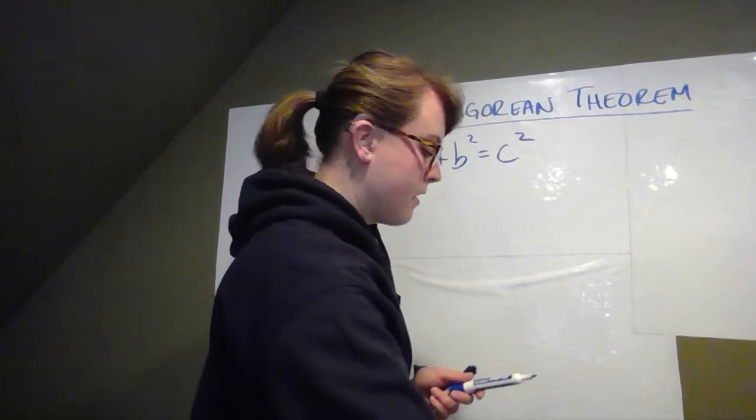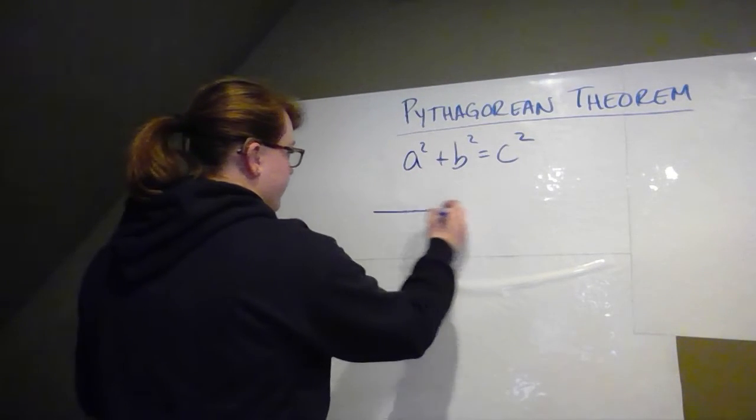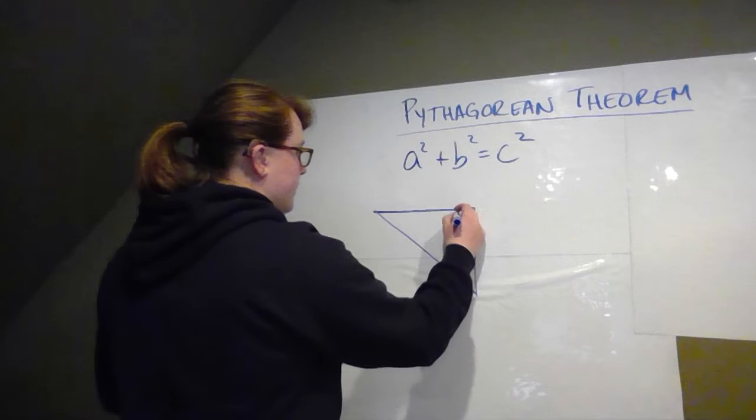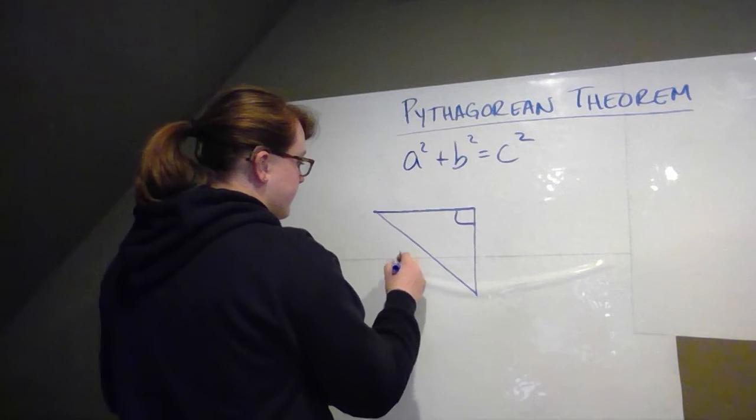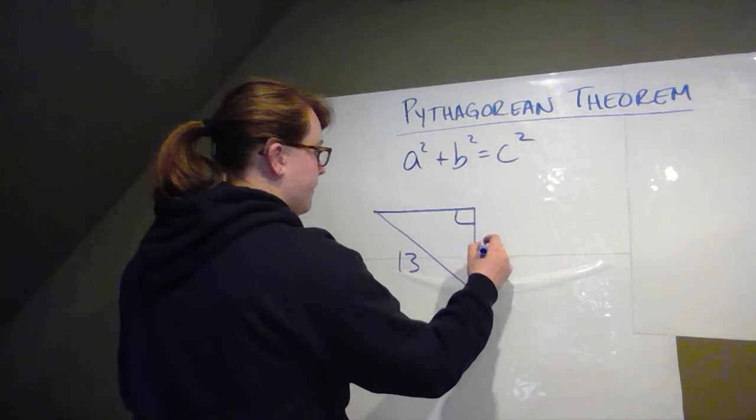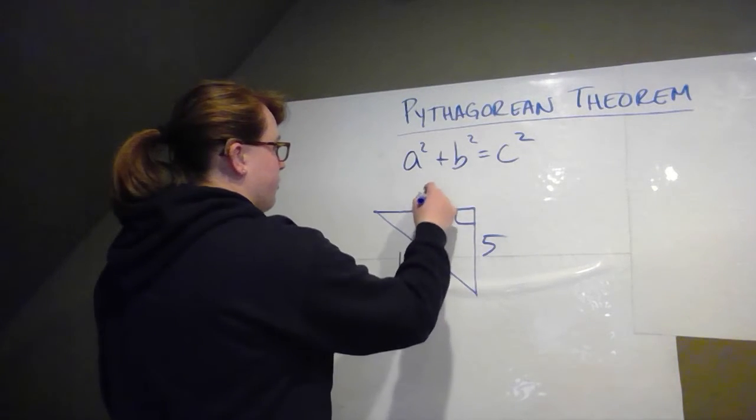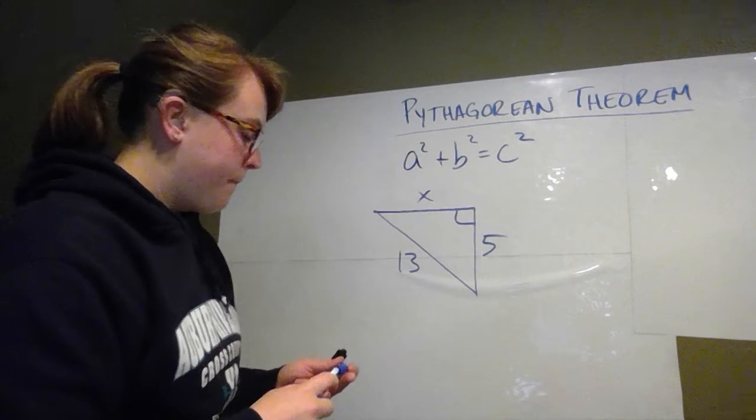Okay. So for this one, we have a right triangle. This side is 13 units long. This side is 5 units long. And we're missing that side right there.